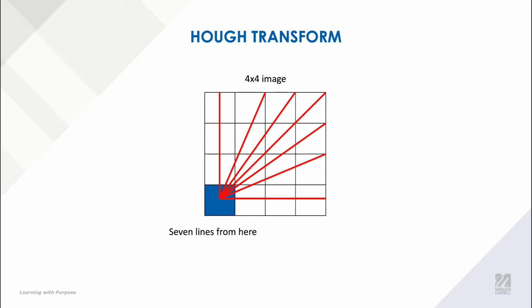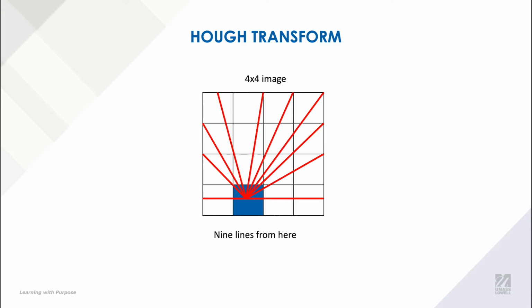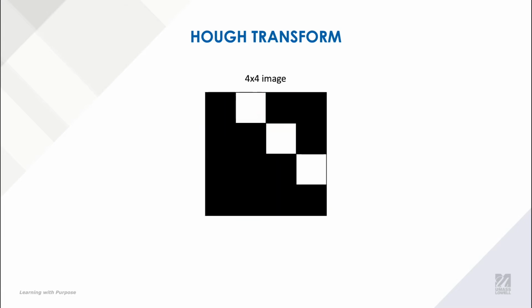So there's 7 lines from here, going from the start point in the bottom left to all possible endpoints in the image. 9 lines from the next pixel over, and so on and so on. We're not going to draw all of them in this particular video because that would take a long time. So what if we color in some of this image? So we have a bunch of off pixels here, the black pixels, and 3 on pixels.